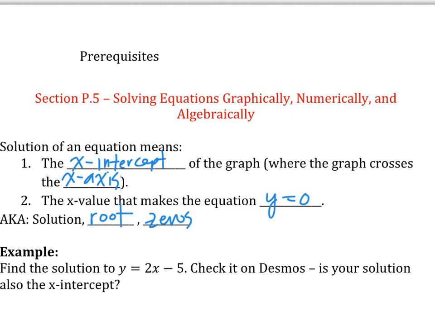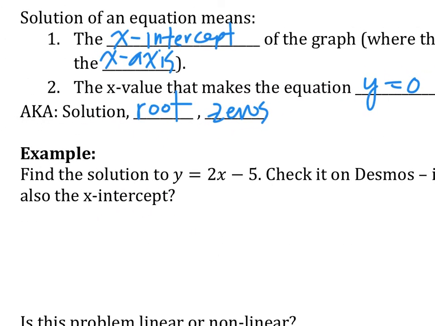Okay, this one. Find the solution. Find the solution means what? Solve it. So make the equation equal to 0. So basically make y equal to 0 and then you're solving, right? So then x is equal to 5 over 2, which means if you graph the line, it's going to cross 5 over 2.